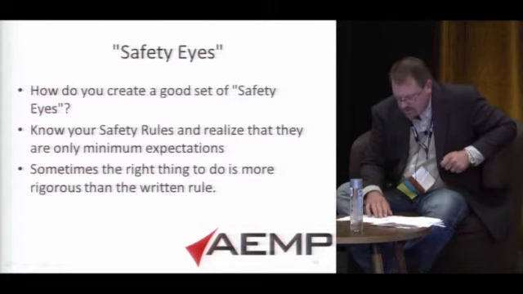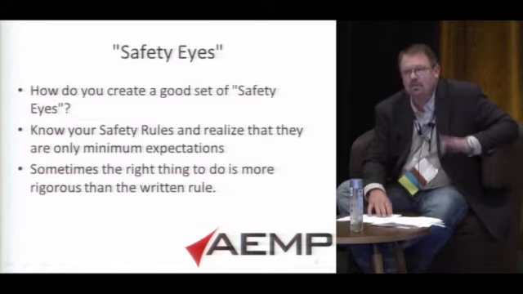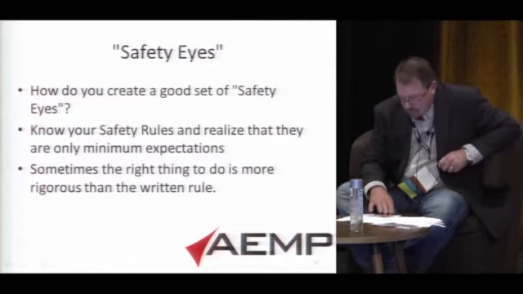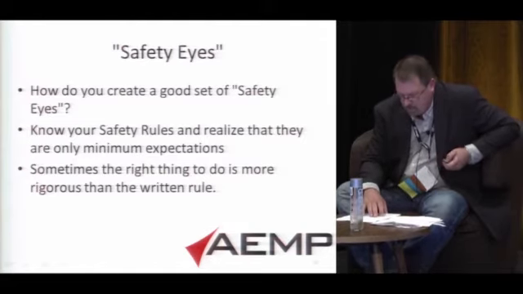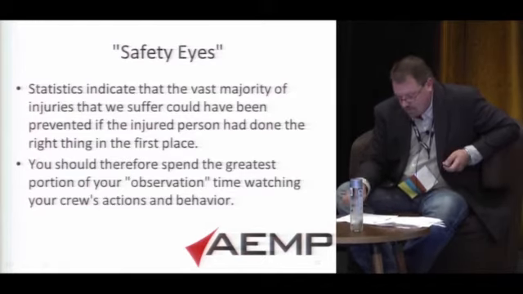How do you create a good set of safety eyes? You know your safety rules and realize that they're only minimum expectations. That's the least, the minimum, the bare basics that we can do. Those are rules. We want to be well above that. Sometimes the right thing to do is more rigorous than the written rule. Statistics indicate that the vast majority of injuries that we suffer could have been prevented if the injured person had done the right thing in the first place.